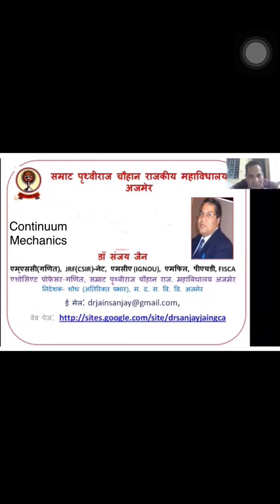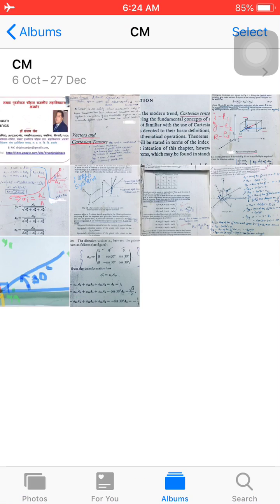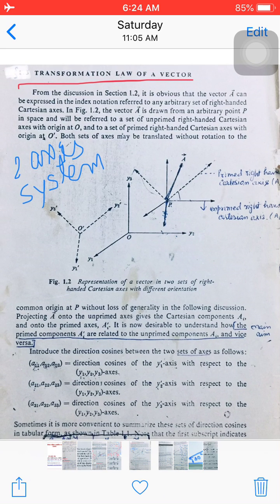Today we extend our lecture in Continuum Mechanics. Earlier we have studied the idea of Cartesian tensors and vectors. Today we study some more laws for Cartesian tensors. We have already seen some definitions. So we come to the transformation law of a vector.